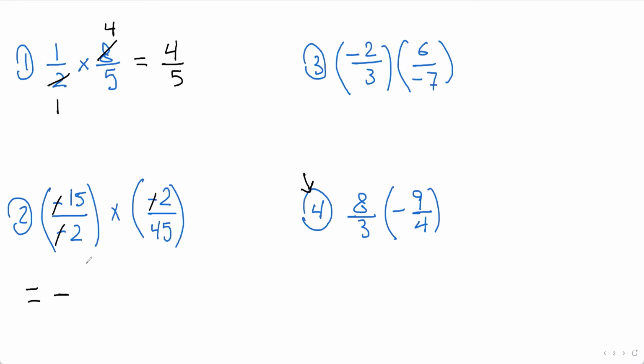I'm going to look diagonally like this. 2 and 2, they cancel each other out. They give you 1, because 2 divided by 2 gives you 1. The 15 and 45, 15 goes into itself once, and it goes into 45 3 times.